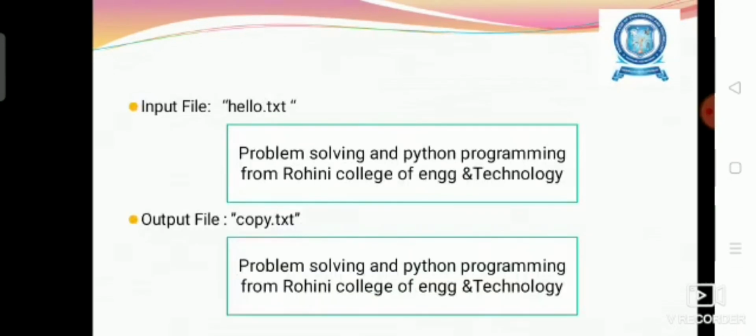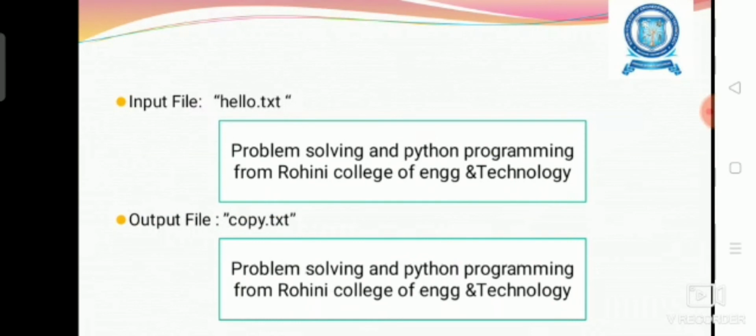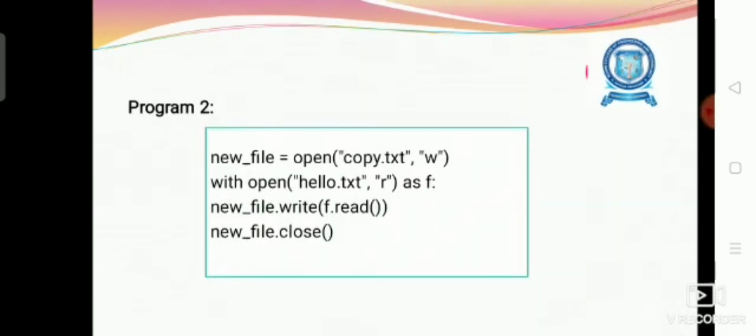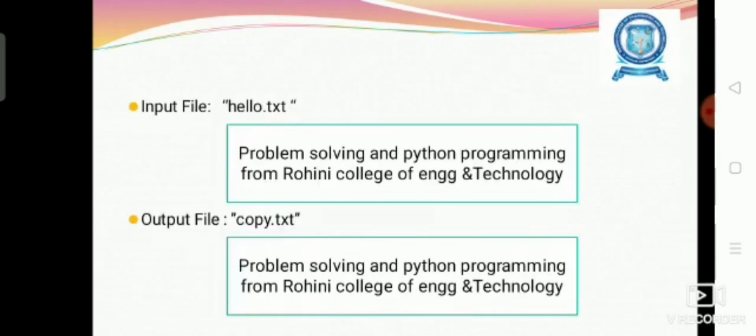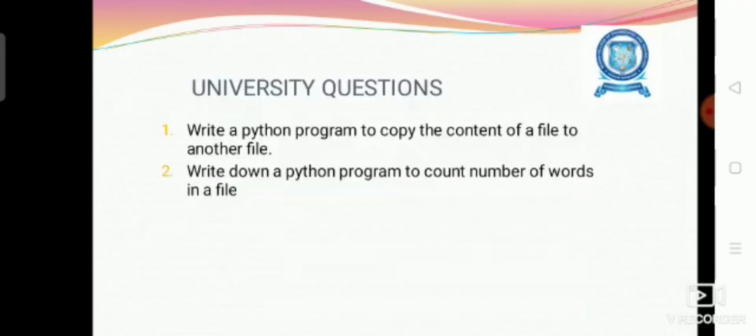Okay, so we can see the example. The input file is hello.txt. Assume the hello.txt has the content problem solving and Python programming. In the second line it has from Rohini College of Engineering and Technology. And after that when we look at the file copy.txt, we will get the same content copied into the file copy.txt. By both programs we will get the output like this. The content from the source file will be copied into the destination file.